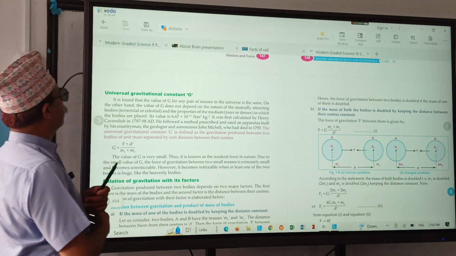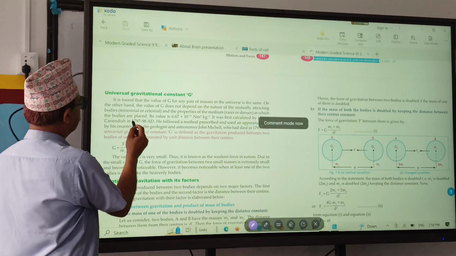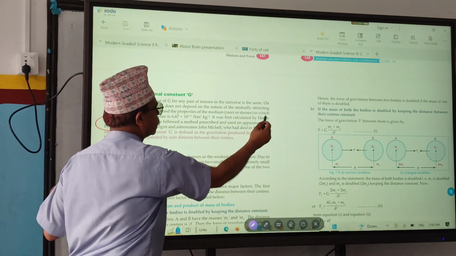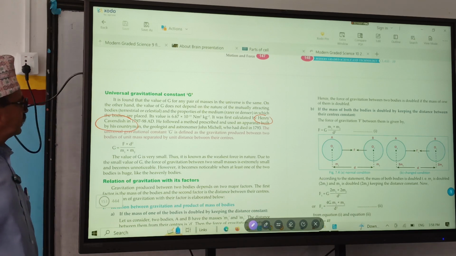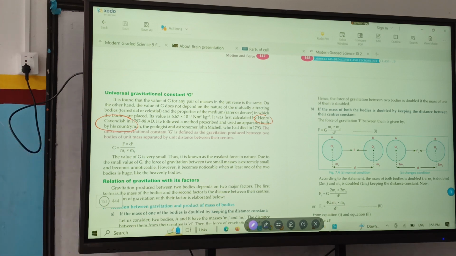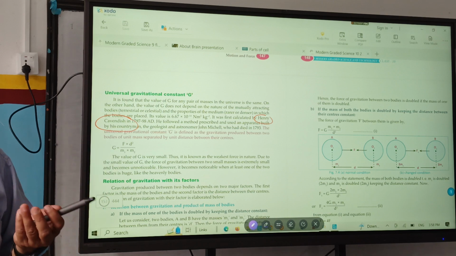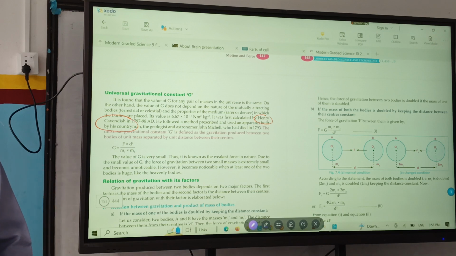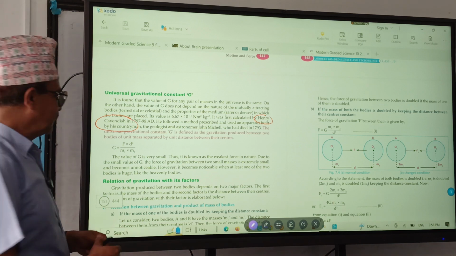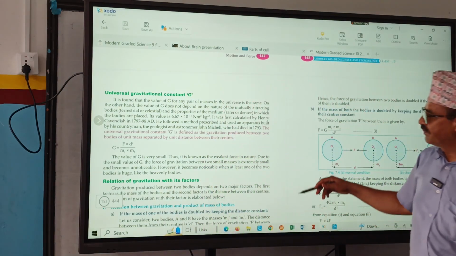Who calculated the value of the universal gravitational constant? Do you know? The value of the gravitational constant was calculated by Henry Cavendish. Henry Cavendish did another job also. He was a chemist and he discovered hydrogen. Hydrogen was discovered by Henry Cavendish. We studied it in class 9, but when we reach class 10 we forget. We are the real champions at forgetting, right? And if it is a matter of our own interest, we can remember many more things also.